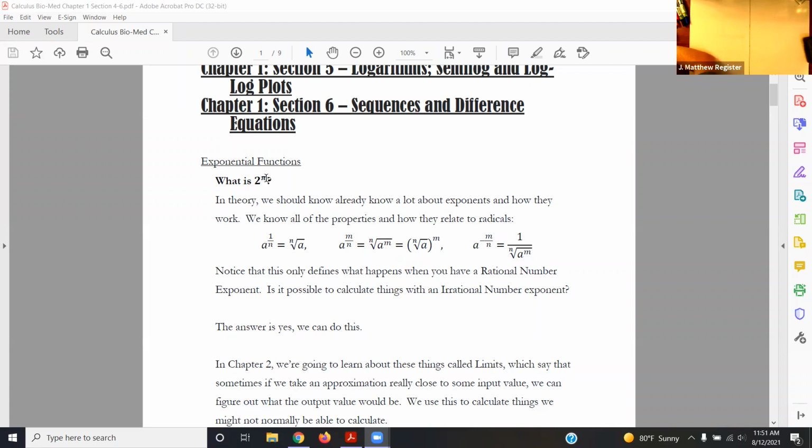2 to the pi, well, pi is an irrational number. What do you do when you have an irrational number? We're no longer able to do this 1 over n. In this case, the n needed to be a natural number, or the m and the n both needed to be natural numbers. We can handle fractional exponents, but we don't have the tools needed to do irrational exponents. So how do we do it? And that's what chapter 2 is about.